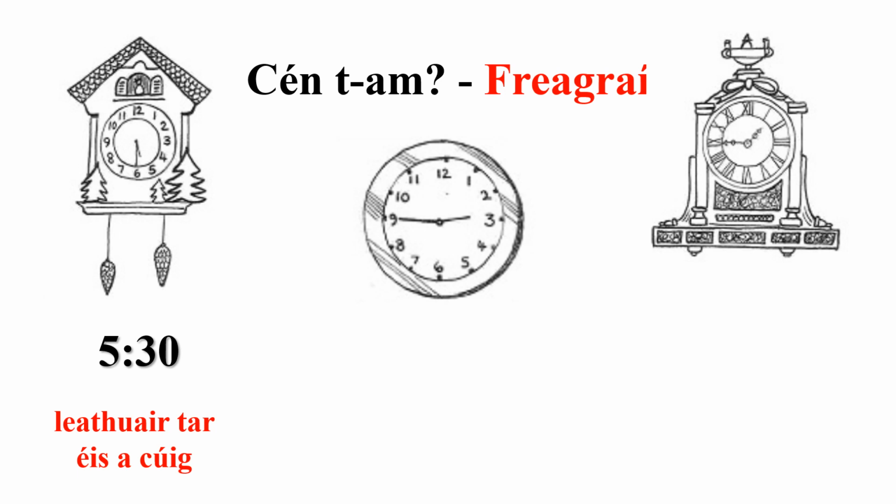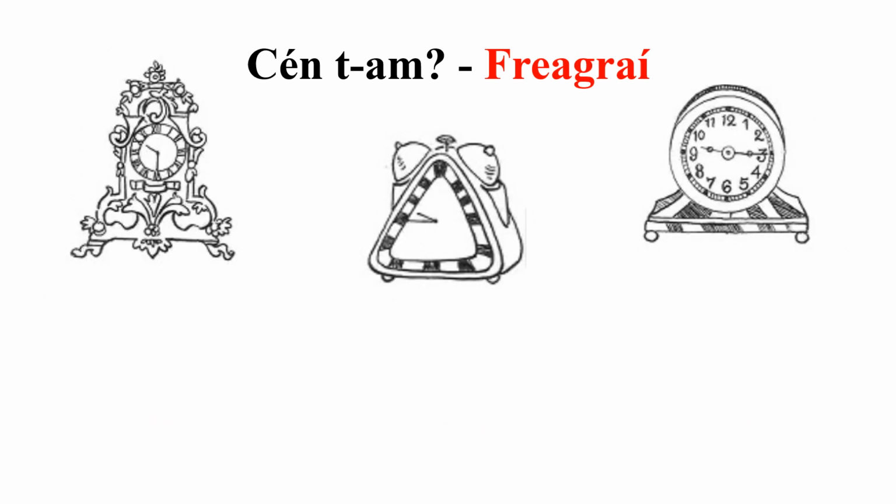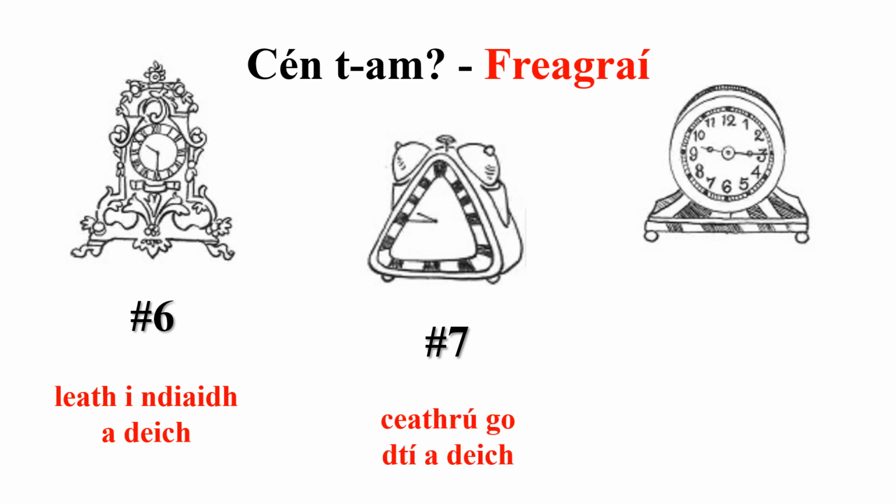Half past 5 was this clock. Number 1, 4:03. And this clock was 1:45, 4:02. Number 6, half past. Number 7, quarter to. Number 4, quarter past.